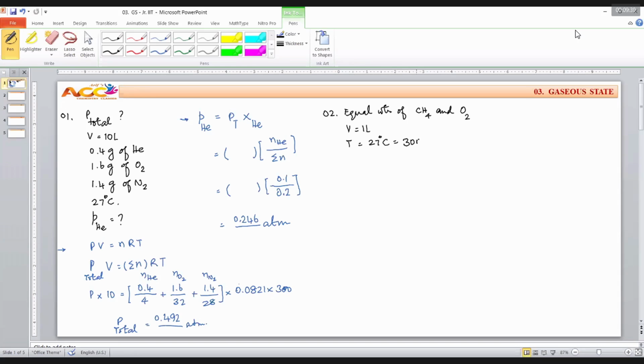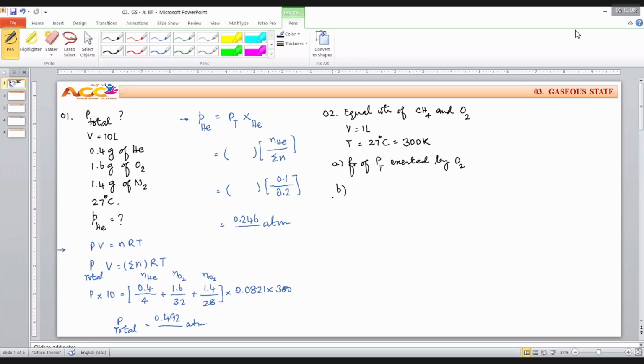We should take temperature always in kelvins. Now, the question is, he's asking two statements. Number one, partial pressure, no, fraction of total pressure exerted by oxygen.